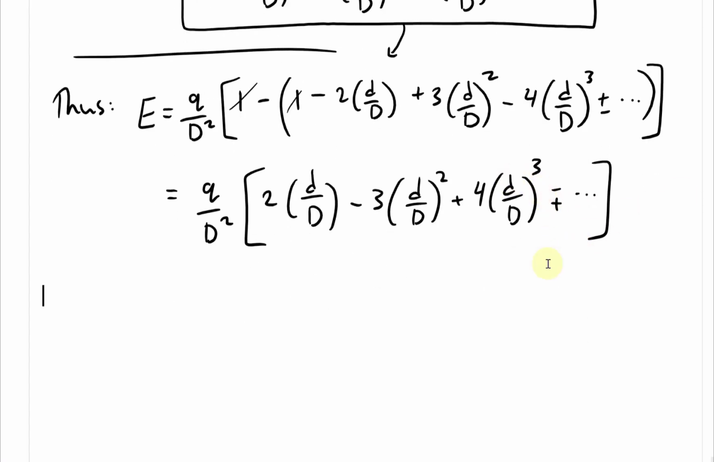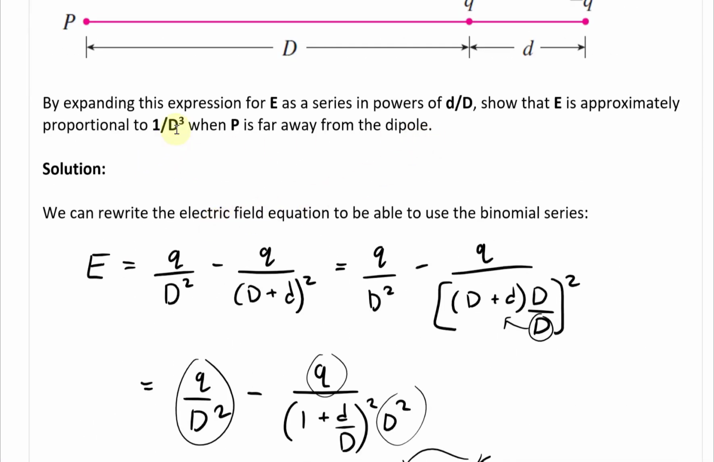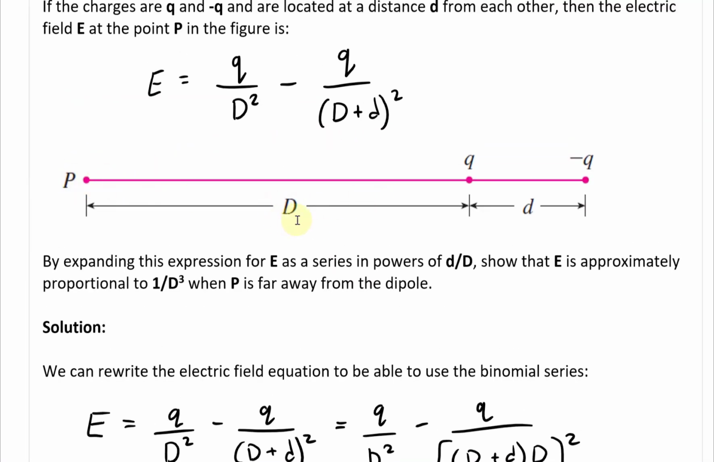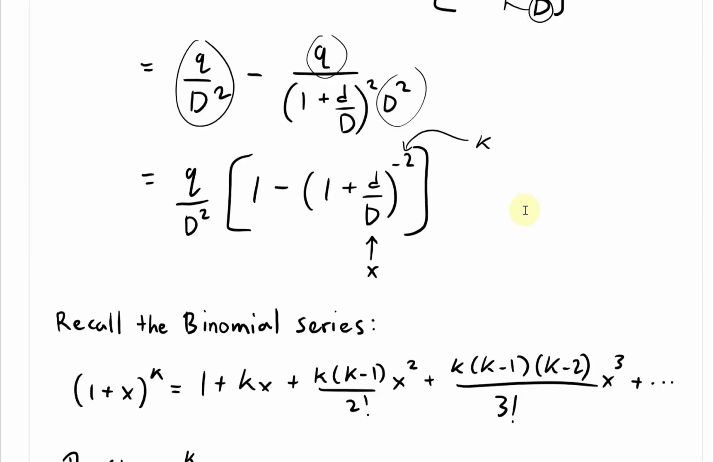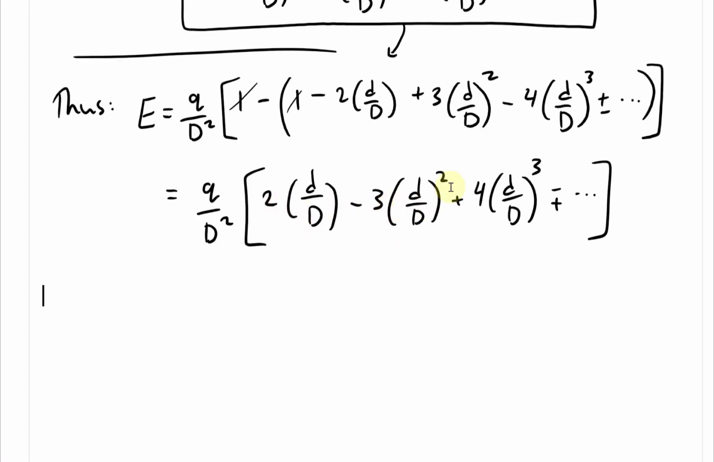Now we want to show that it's proportional to 1 over D cubed when P is far away from the dipole. So when P is far away, that means capital D is much bigger than lowercase d. So if capital D is much bigger, then when you square it, it becomes much bigger. I mean, this term becomes much smaller than this part over here.